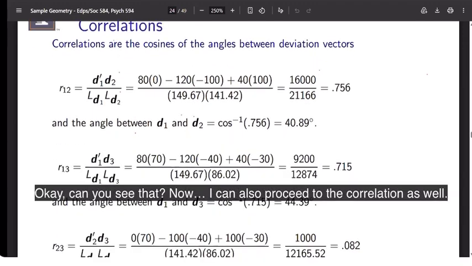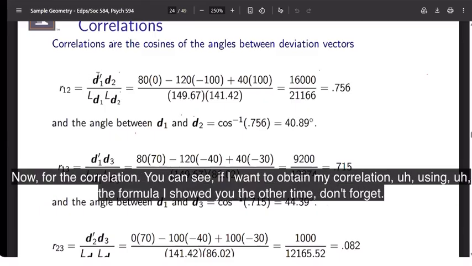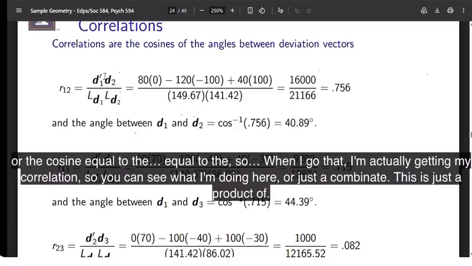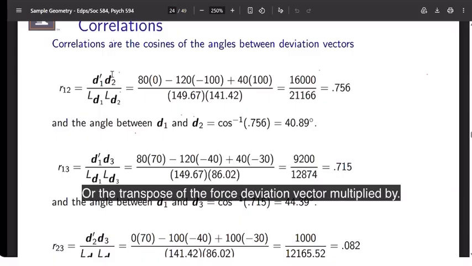Now, for the correlation, you can see if I want to obtain my correlation using the formula I showed you the other time, don't forget the cosine equal to this. So when I got that, I'm actually getting my correlation. This is just a product of the transpose of the first deviation vector multiplied by the deviation vector for the second variable, which is what you have here.